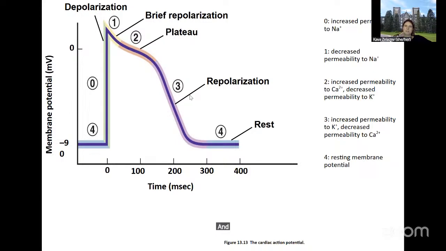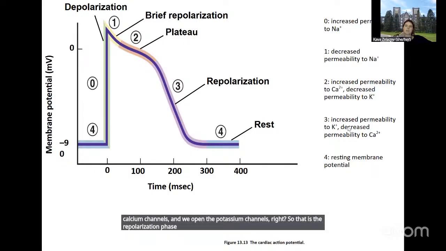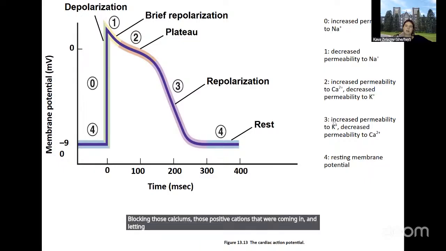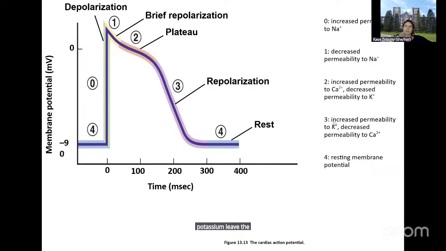And then phase 3 is where we see our big repolarization, most of getting us back to rest, as we close our calcium channels and we open the potassium channels. So that is the repolarization phase: blocking those calciums, those positive cations that were coming in, and letting our potassium leave the cell, pulling a bunch of positive charges out. And that's how we get back to rest.